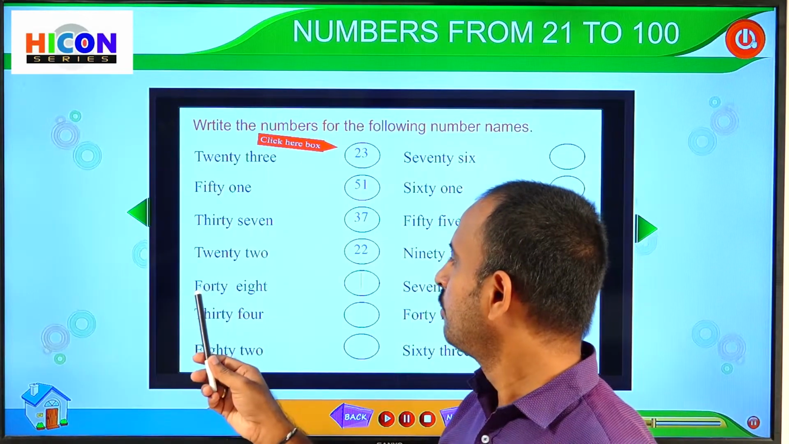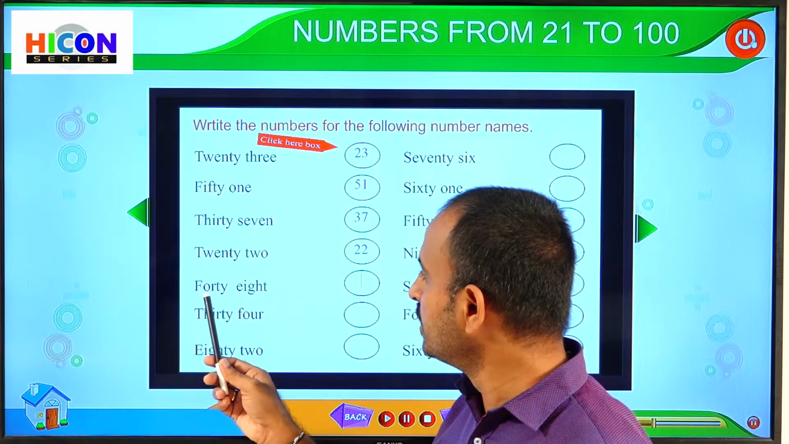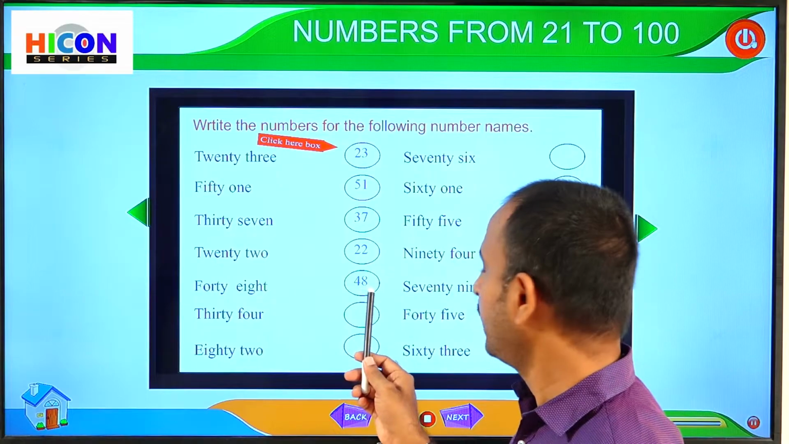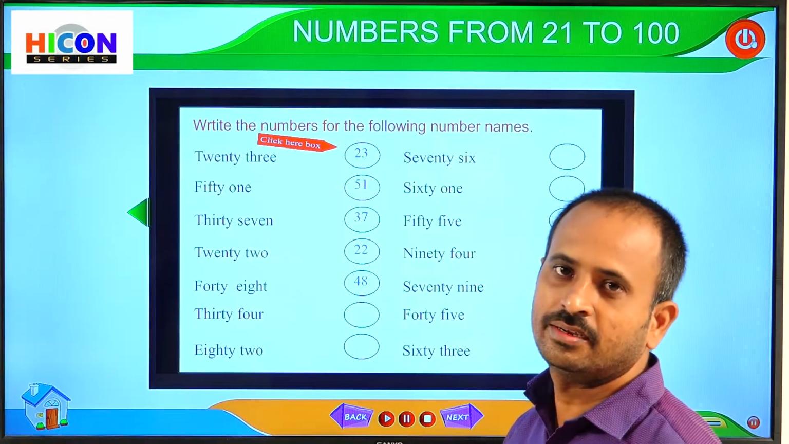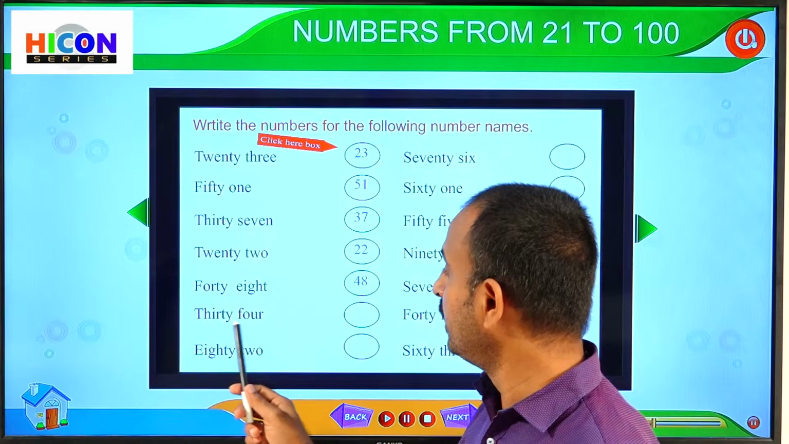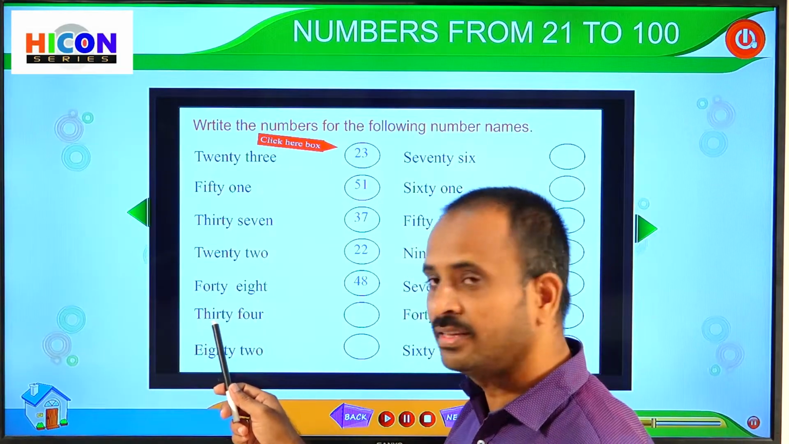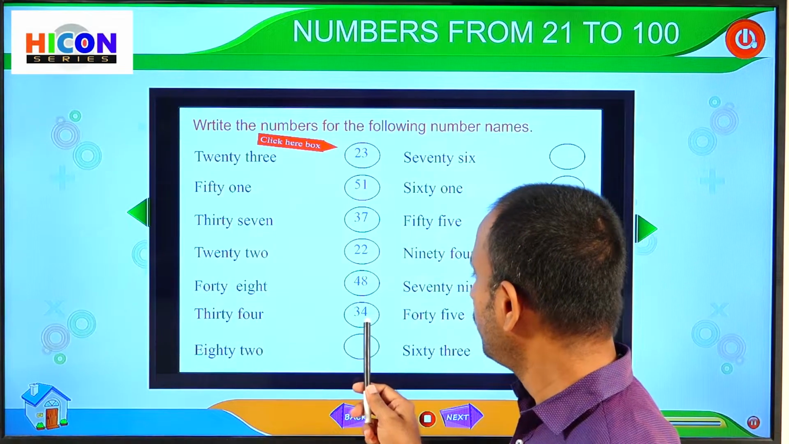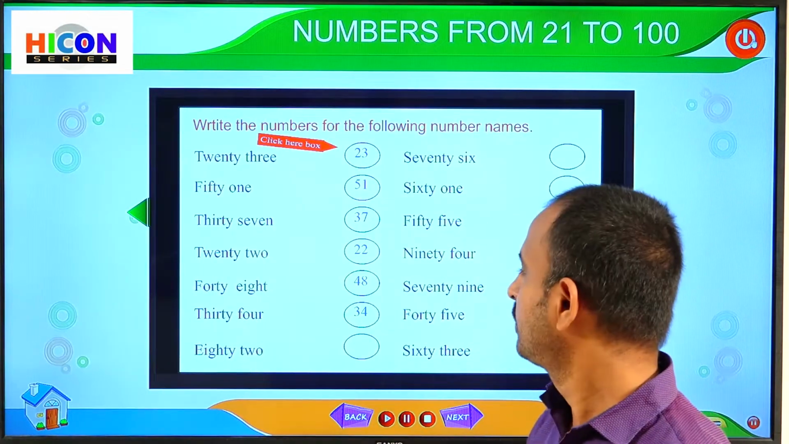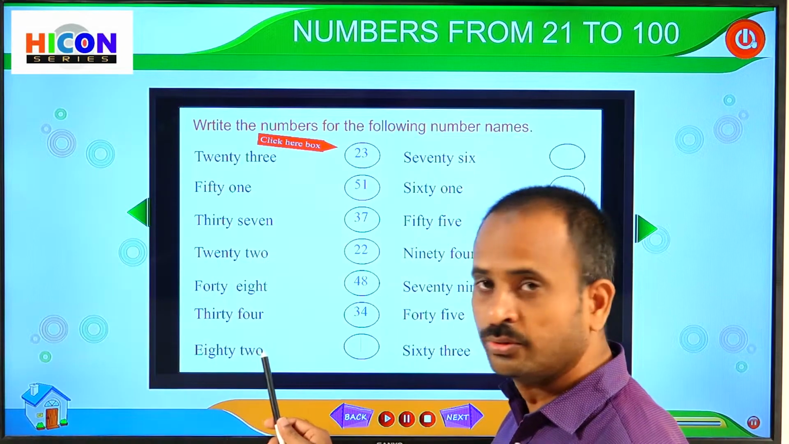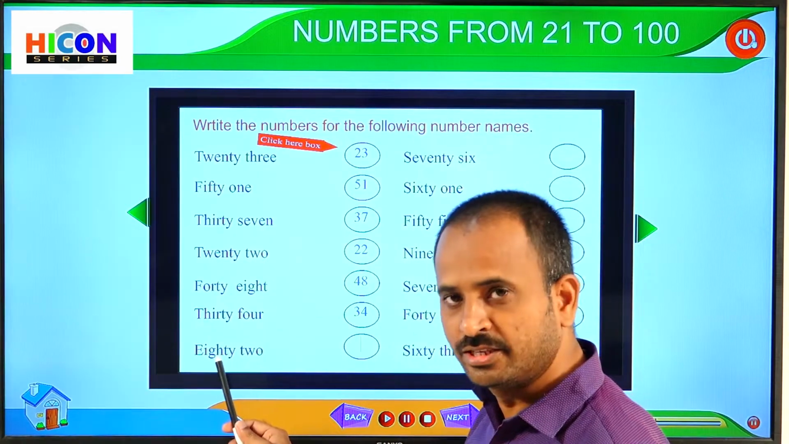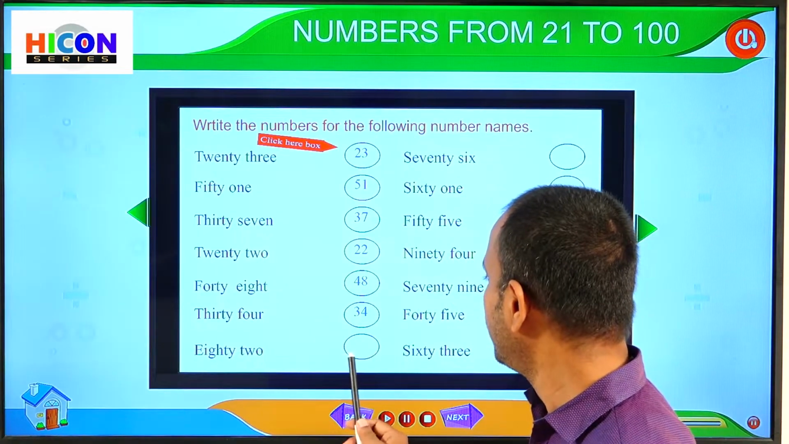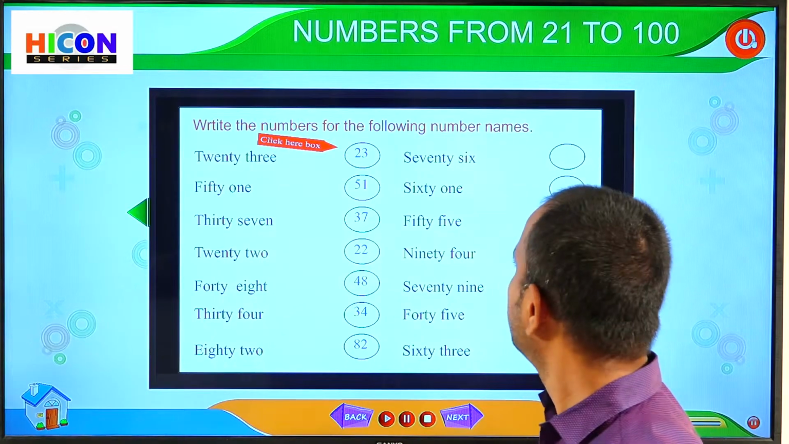And see the next one 48. 40 means there is 4 in the tens place, 8 in the ones place, 4, 8. That is 48. So see the next one 34. So there is 3 in the tens place and 4 in the ones place. So 3, 4 becomes 34. And see the last one 82. So 80 means 8 in the tens place, 2 in the ones place, 8, 2. That is 82.